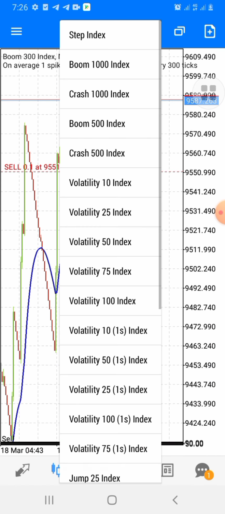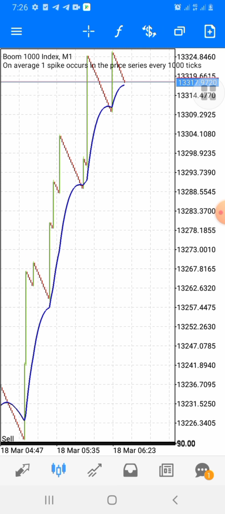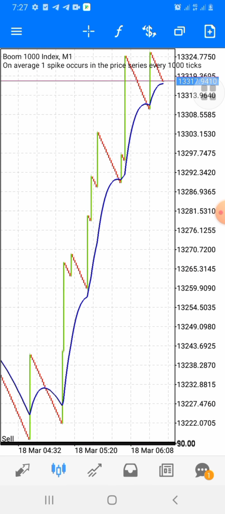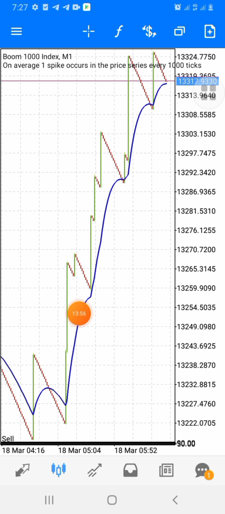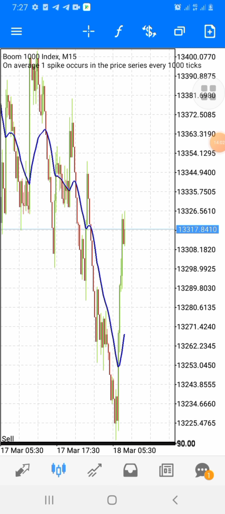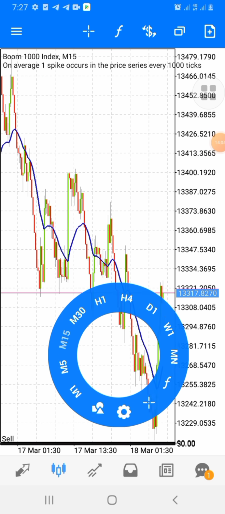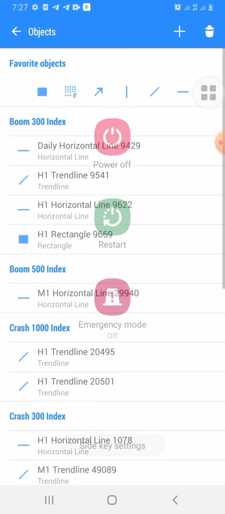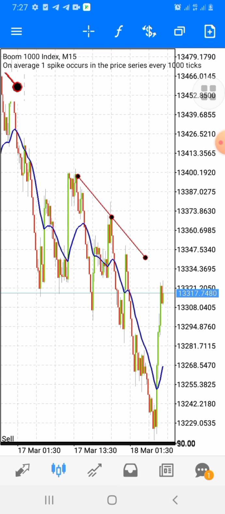Now let's also go to Boom 1000 and see what is happening there. On Boom 1000, you will see how my line is doing a great job. Spike here, spike here, spike here. So it's actually working very good. Now taking it to the higher time frame, what do we expect right now? Just get your trend line and draw it. Very simple as that.